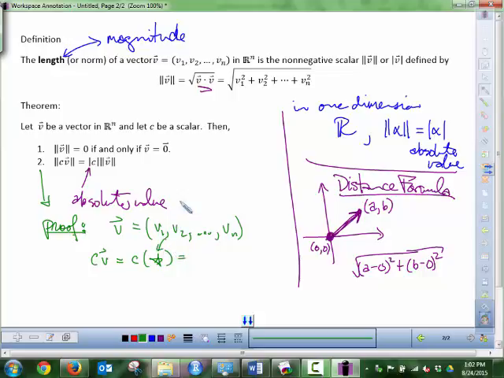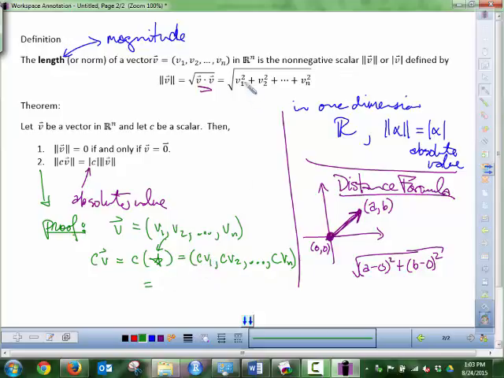But that means c is going to be distributed among each of these components. So cv1, cv2, dot dot dot, cvn. So that's my scalar multiplied across each of those components. Now I want to take the magnitude, so I have a choice of either taking the dot product and taking the square root, which is basically the same thing. So I will do that.